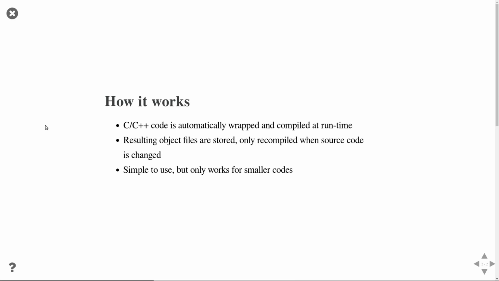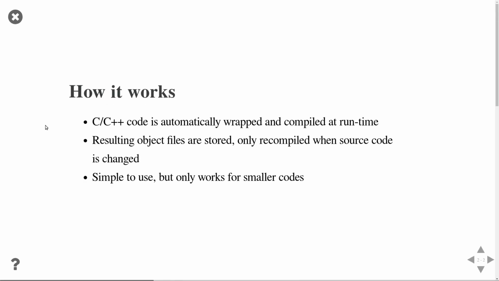Okay, so the way it works is that the C code or the C++ code that you pass in is automatically wrapped and then compiled at runtime. And as I mentioned, these compiled shared object files are stored or cached and only recompiled if the source code actually changes. So if I went back to the script and changed the source code, it would see, okay, I need to recompile in this case, and then start the recompilation step. Otherwise, it would just use the cached version. So instant is really simple to use, obviously, but it only works if you have fairly small codes. You can imagine if you have a big library, you don't want to load the library as a string and compile it on the fly.